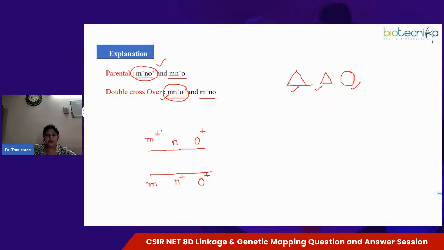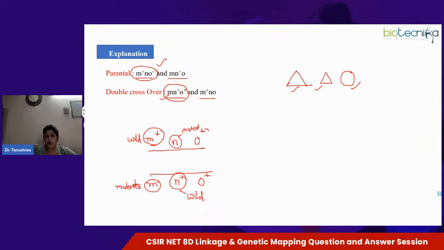I'm sure you know that the alleles represented with a plus are wild type. We represent the wild type alleles with the alphabet and the plus sign, and the same alphabet without the plus is the mutant allele, right? If you compare both chromosomes, you can see the M allele present over here is the wild type, but here the mutant type is present. Then for N, this is the mutant type, but for N on the other chromosome, it is the wild type. So here also, this is wild and this is mutant.